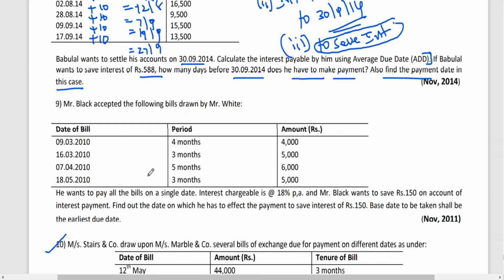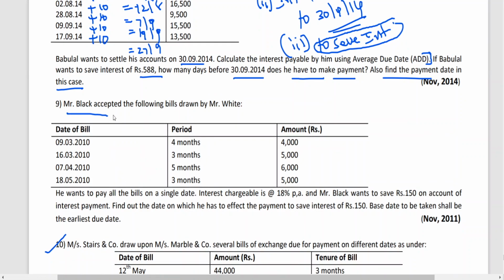This is opposite to this. Mr. Black accepted the following bills drawn by White. The average due date you have to calculate. He wants to pay the bills on a single date. Interest chargeable is 18% per annum. Mr. Black wants to save 150 rupees on account of interest payment. Find out the date on which he has to effect the payment to save interest of 150. The base date to be taken shall be the earliest due date, even if it is not given.